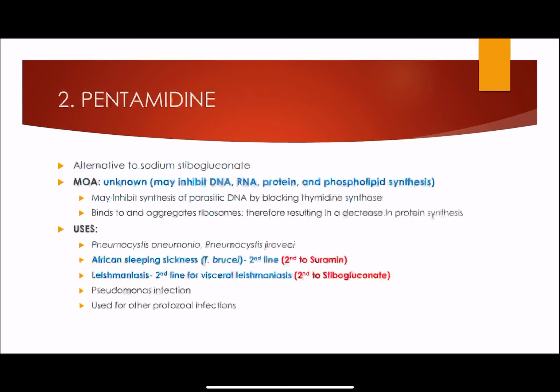Binds to and aggregates ribosomes, therefore resulting in a decrease in protein synthesis. Uses, it's also used for pneumocystis pneumonia caused by pneumocystis jirovecii, which is one of the most common causes of pneumonia in HIV/AIDS patients, mga immunocompromised. So a lot of AIDS patients actually die from pneumocystis pneumonia. It's also used for African sleeping sickness, second to Suramin. And second line for visceral leishmaniasis, second to stibogluconate.